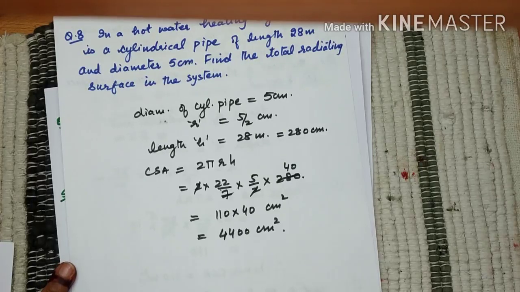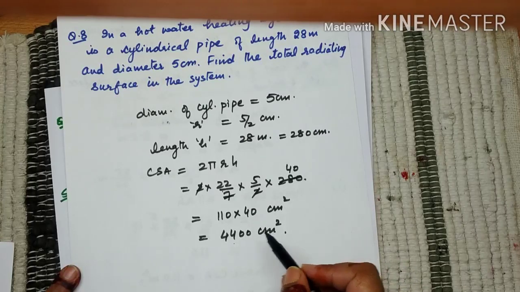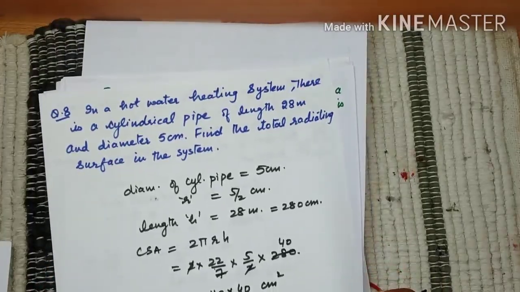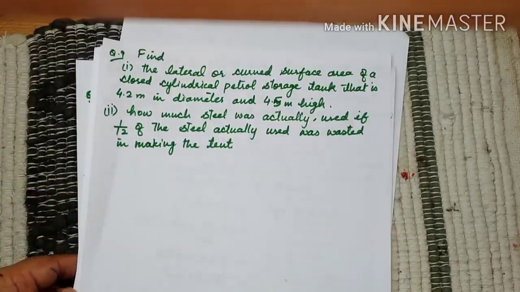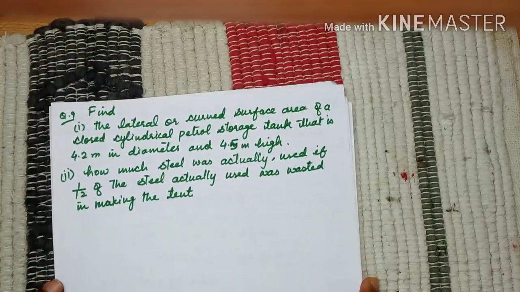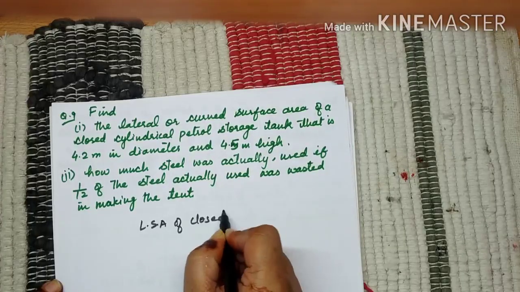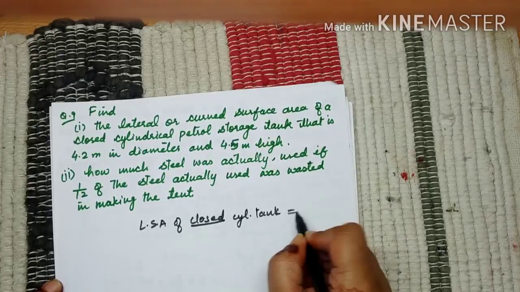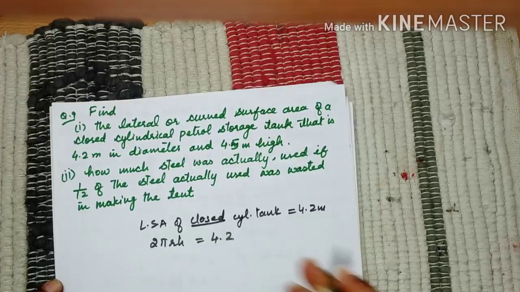So you can leave the answer in this form only, or if you want to convert into meter square, you will have to divide by 10,000. So that will be 0.44. Better leave it in centimeter square only. Right? Now next question, question number 9. The lateral surface area or the curved surface area of a closed cylindrical petrol storage tank is 4.2 meter. Lateral surface area is 2 pi RH.